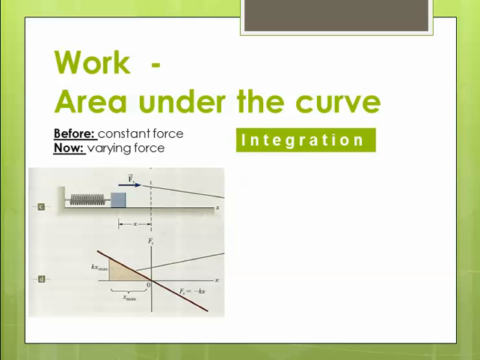Now let's look at this picture a little bit more closely. We want to know the work. It is the area under the curve. So now it is a little bit different. Before we had a constant force and we just took force times displacement, but now we've got a varying force. The more the spring goes back to 0, the smaller becomes the force. What is the area under the curve? Well, we find the area by integration.